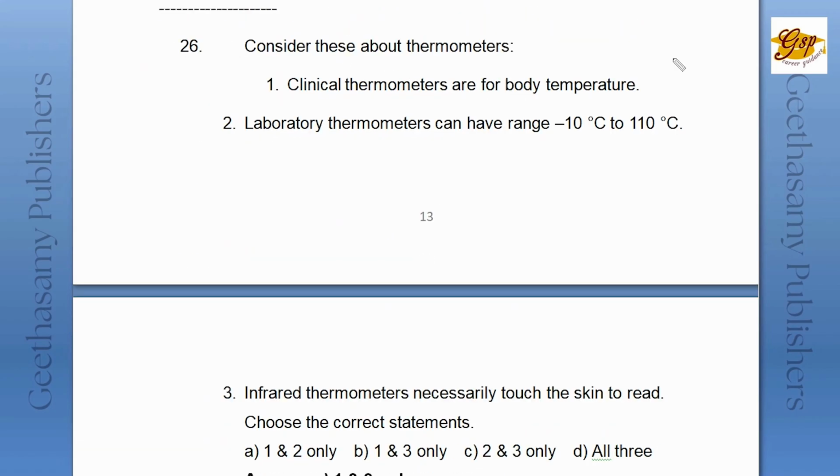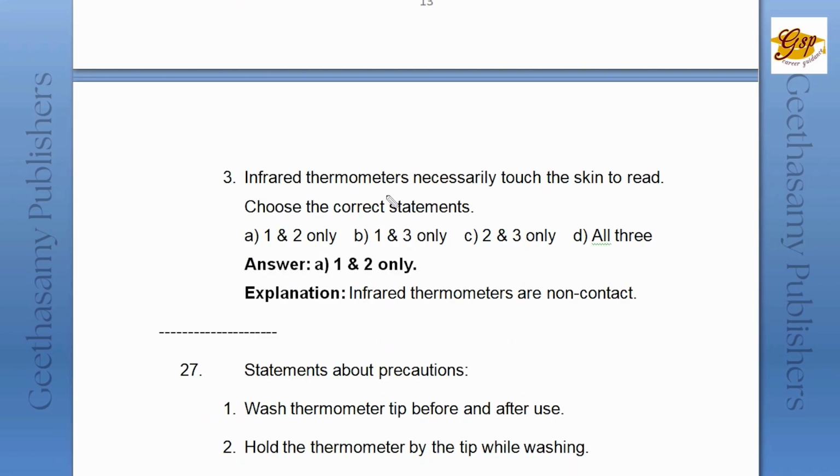Next, consider these statements about thermometers. One, clinical thermometers are for body temperature. Two, laboratory thermometers can give readings from minus 10 degrees centigrade to 110 degrees centigrade. Three, infrared thermometers need to touch the skin to read. The correct statements are 1 and 2, 1 and 3, 2 and 3, or all 3. The correct answer is 1 and 2 only. Infrared thermometers need not touch the body. Fine.